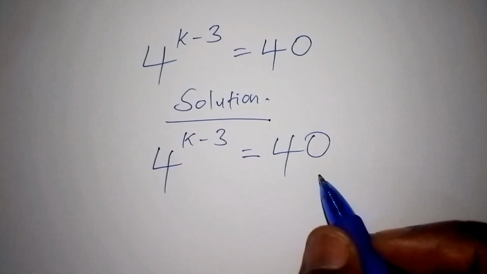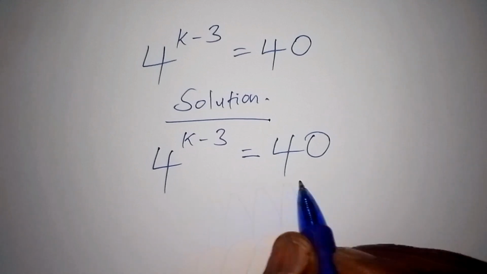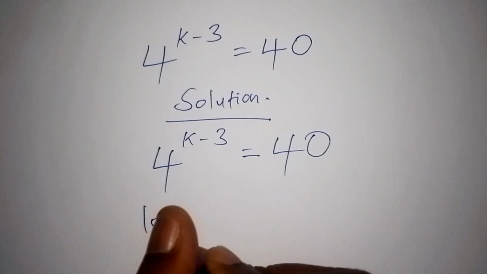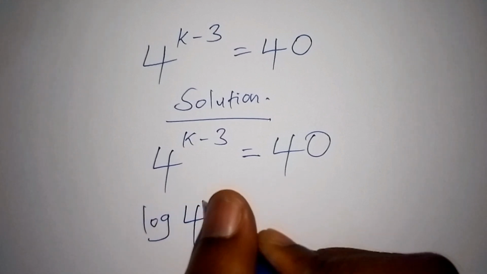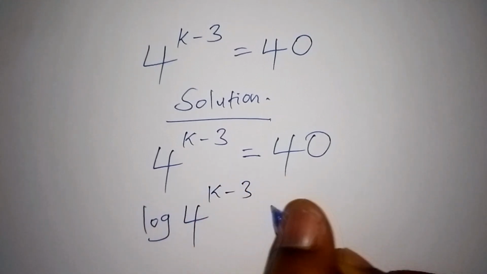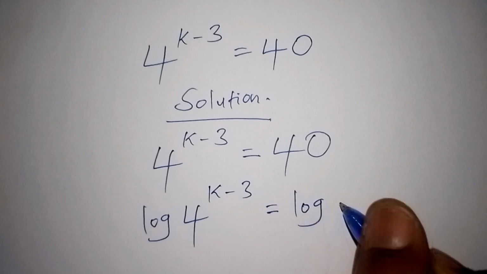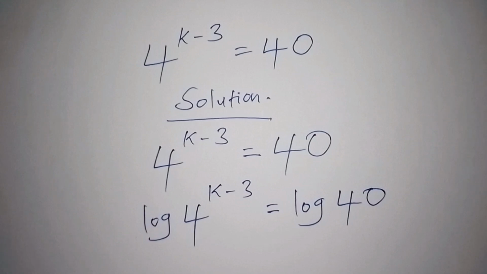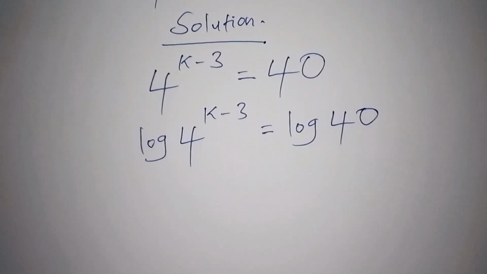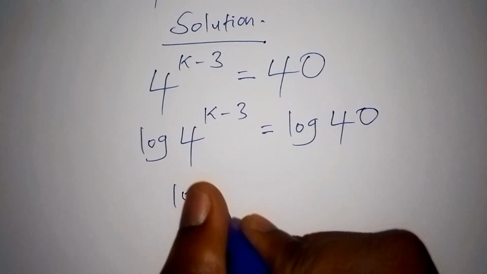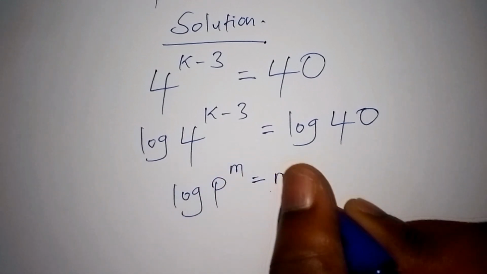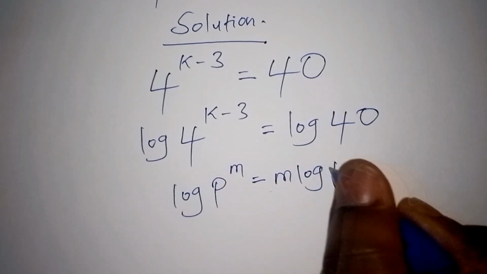So in other words, what we shall now do is introduce the log on both sides of the equation. In this case, we shall now have the log of 4 to the power of k minus 3 also equals the log of 40. The log simply means that we've now introduced logarithms on both sides. We all know that suppose we have the log of p to the power of m, this can also be expressed as m times the log of p.